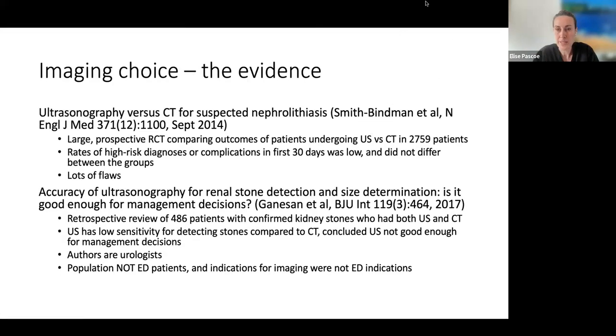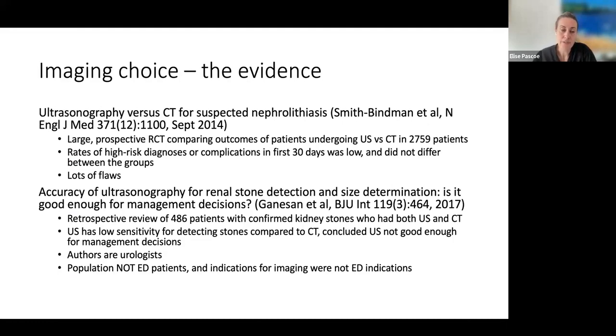I had a quick look at the evidence for imaging in renal colic to set the scene of how we might be able to use bedside ultrasound. There was a really big trial done in September 2014, which got a lot of excitement around it. It was a really large prospective CT trial. There were about 3,000 patients, and they compared the outcomes of patients who had an ultrasound for renal colic versus a CT.